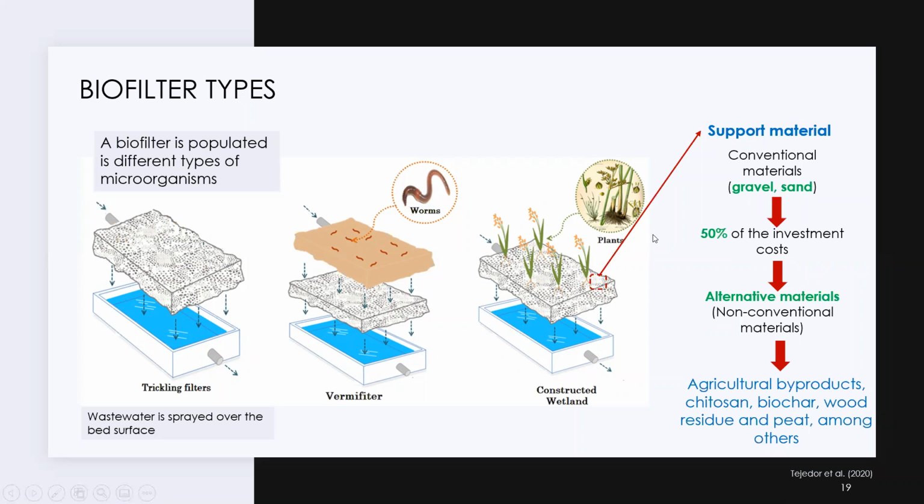And also you can have plants. These plants can grow in a given substrate. They will also take some of the nutrients that could be toxic in wastewater, and they will use these substances to grow, which is going to be nice.